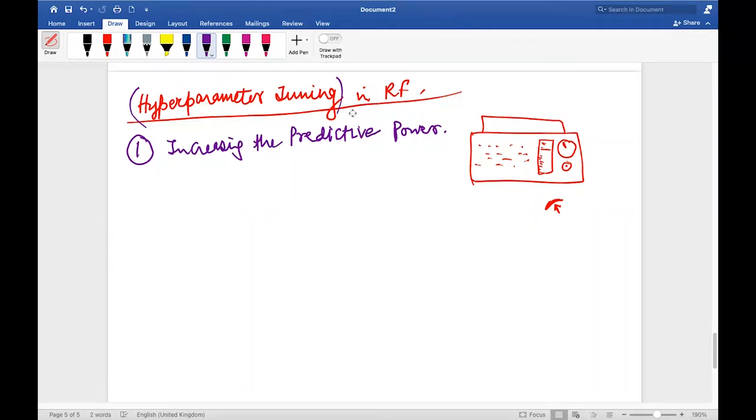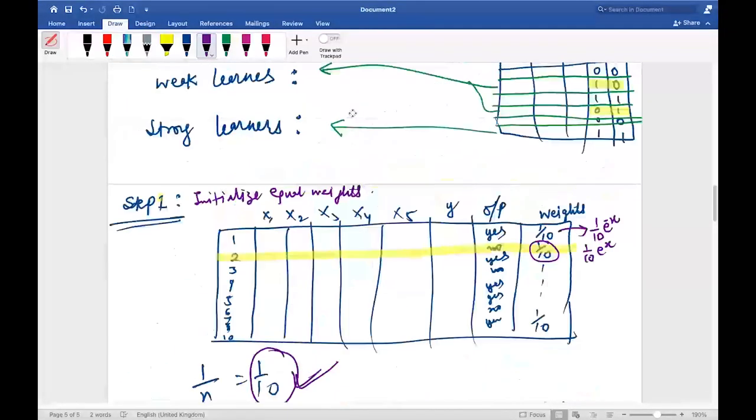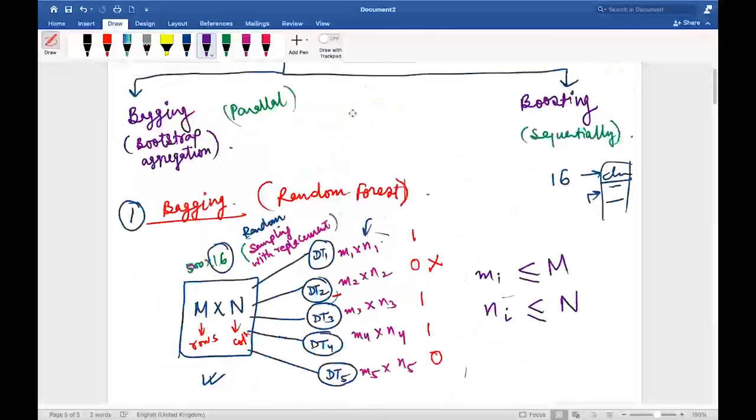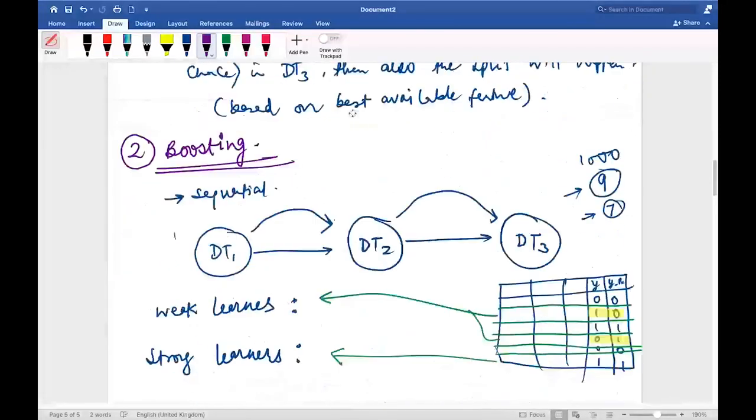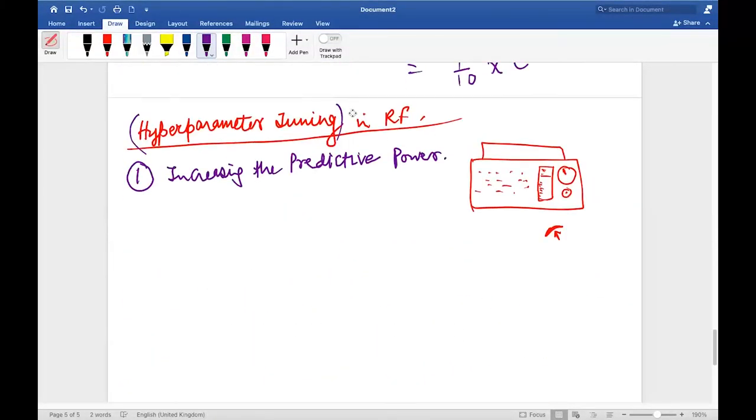For example, how will I do the parameter tuning? Based on my previous note, let's say I'll set max depth equal to 4, and that is how I have tuned my model. Why? Because I have tried max depth 3, 4, 5, 6 also, and I found out that at max depth equal to 4, my model is performing better. Understood?